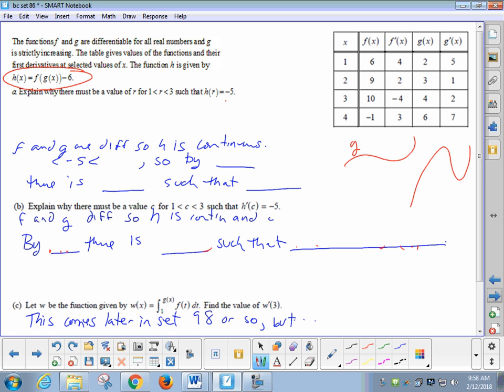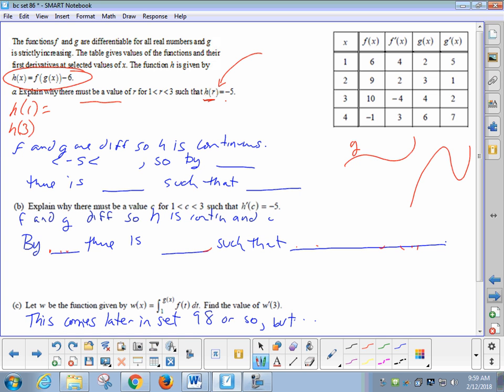So, next thing I'm hoping that you made a connection on is if they say, must there be a value, and it's just h, not the derivative of h, I hope your mind went, IVT. Now, to know IVT, I can't say if it passes through negative 5 until I know some points on h. So what's the first thing I hope you did? Find h at 1 and h at 3.